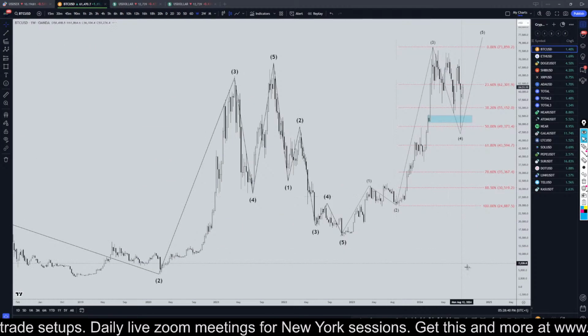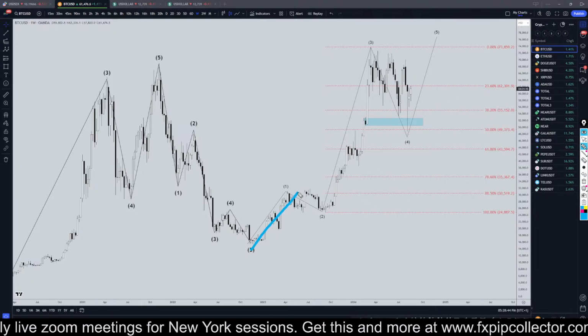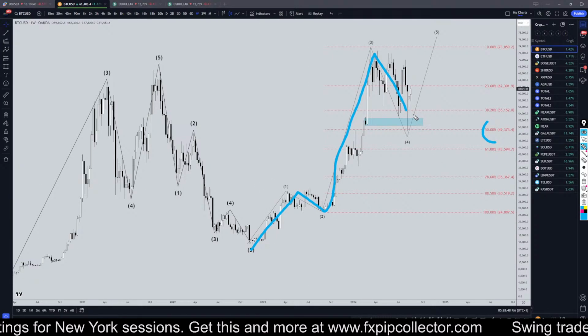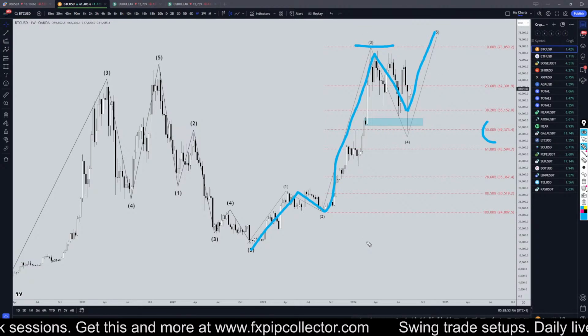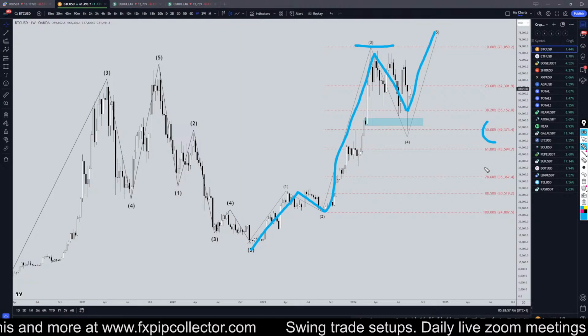I personally think that Bitcoin is in a wave 5 right now. I think this is a wave 1, a wave 2, a wave 3, a wave 4, 50% Fibonacci bounce. I think we're in a wave 5, and I do think it is going to go up and take out the previous highs. I do think that Bitcoin is going to make new all-time highs.